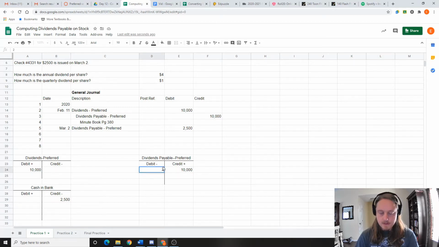So now it's balanced. So let's put the cash in the bank. Cash in bank, 2,500. It's balanced. Balanced here. We lost some cash, but now the bill has gone down.